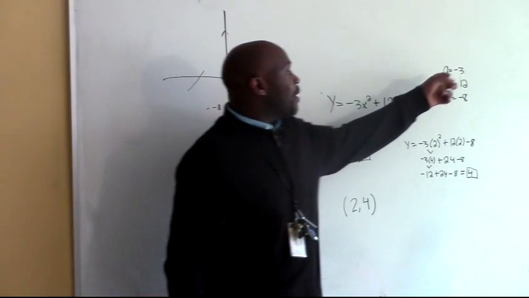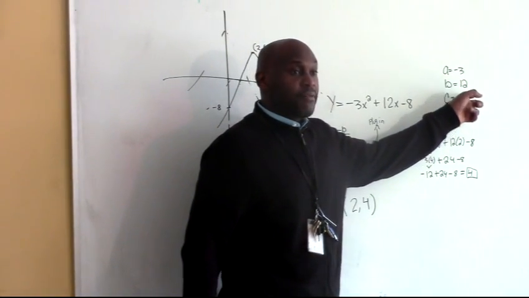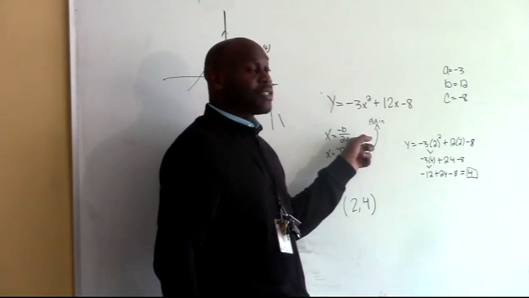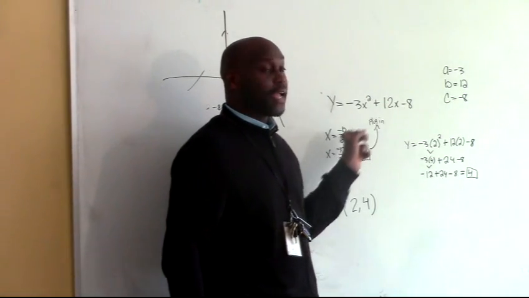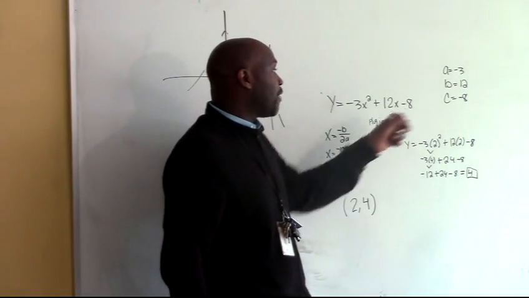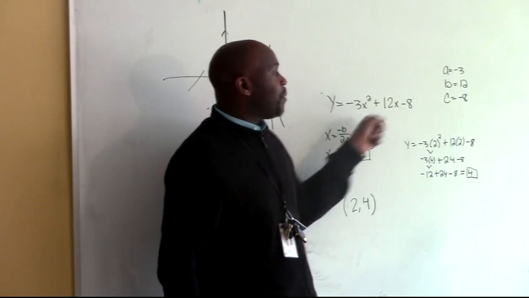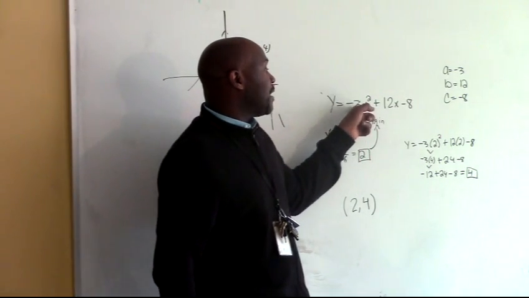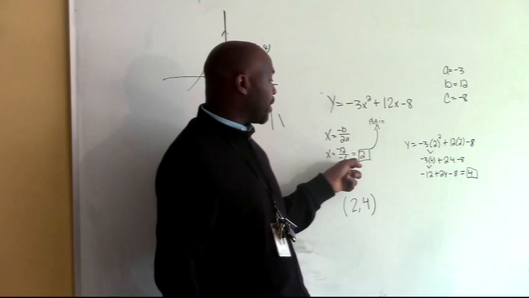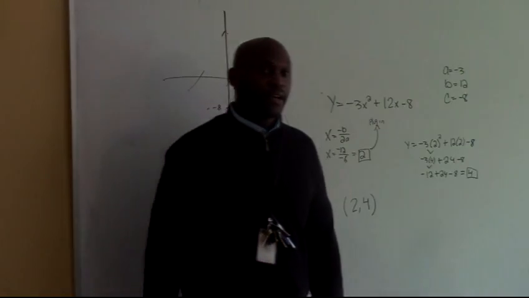So the question was, where does this come from? Remember, the first thing that we did, we found our A, B, and C values. Then we plugged it into this equation, -b divided by 2a, to find out what our x coordinate was. So the -12 is because it's -b. 2 times -3, -3 is our a. That's how we got it.